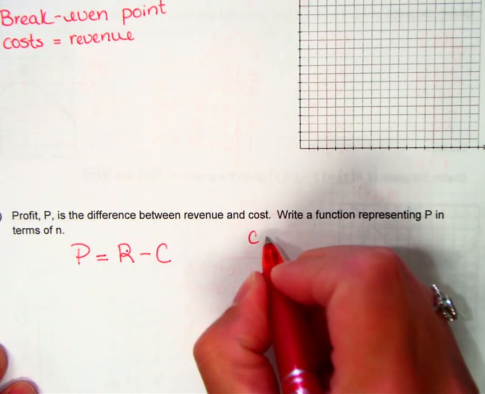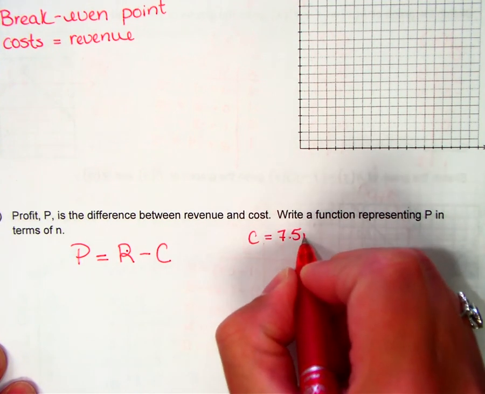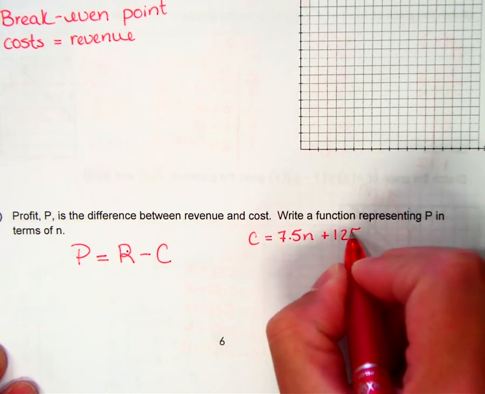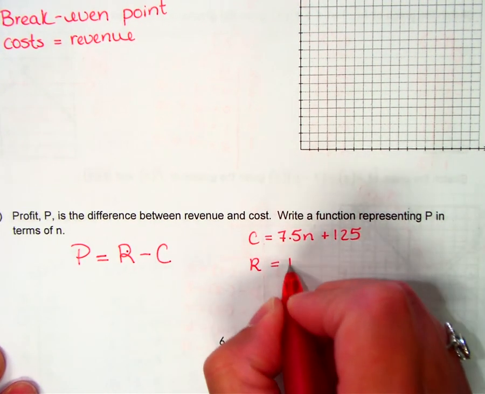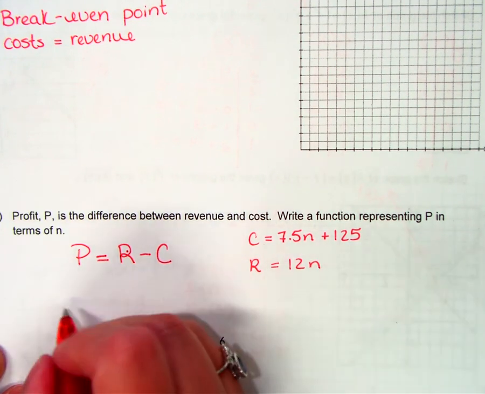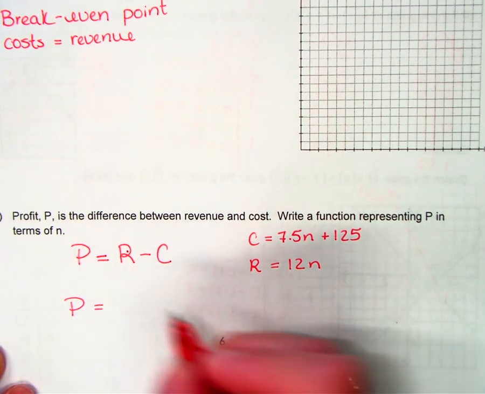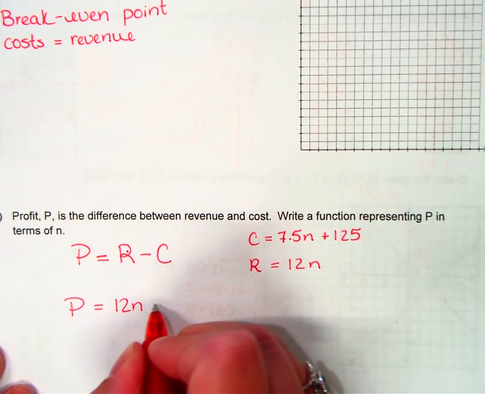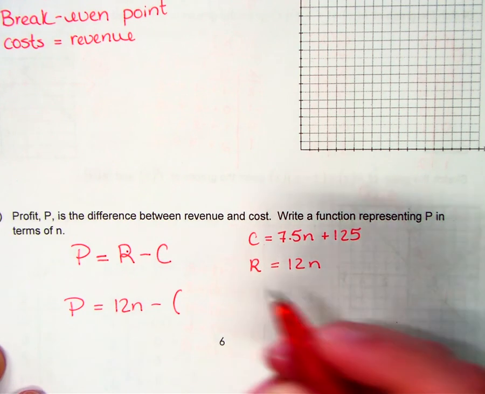So we know that cost is equal to this, and revenue is equal to that. So all we're going to do is substitute those values in. And this is where the brackets come in handy.